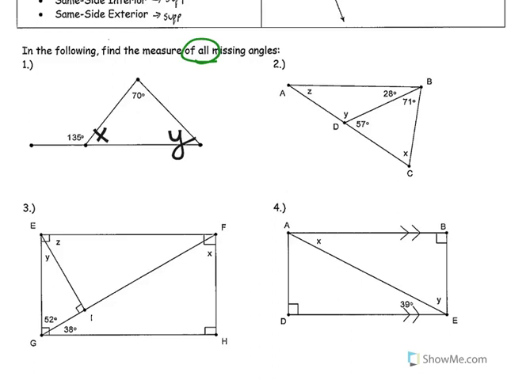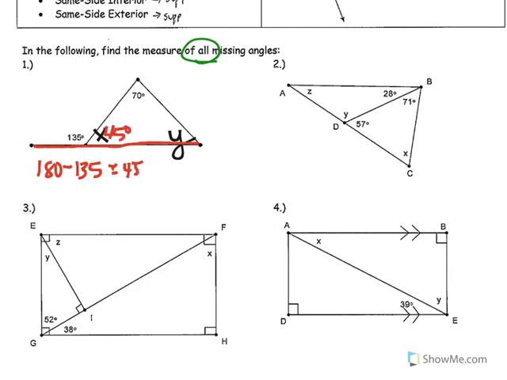Well, what do I know about x? I know that x and 135 form a line, and that's a straight angle. A straight angle measures 180, so I can do 180 minus 135, and that's 45. So that means angle x is 45 degrees.